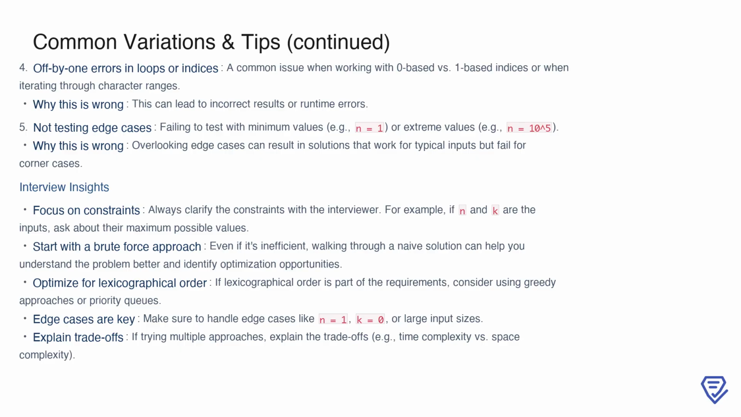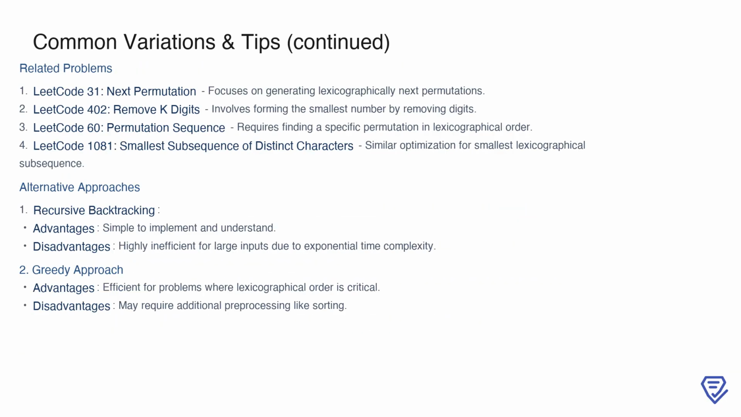From an interview perspective, it's important to focus on clarifying constraints early. For example, confirm the maximum values for n and k with your interviewer to ensure your approach is feasible. Starting with a brute force solution can also help you understand the problem better and pave the way for optimization. If lexicographical order is a requirement, consider using a greedy algorithm or a priority queue for efficiency. And don't forget to clearly explain trade-offs between approaches, such as time complexity versus space complexity, as this demonstrates your analytical skills.